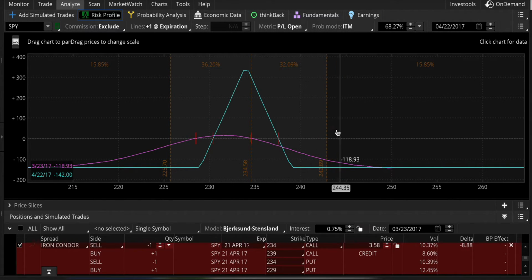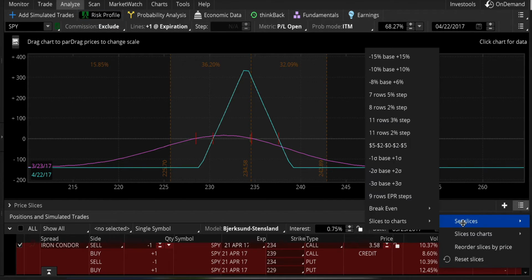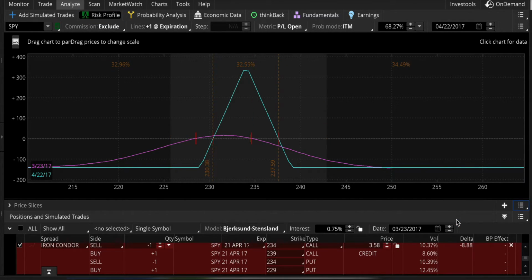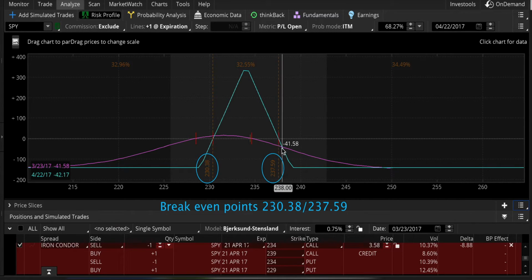So if I want to see exactly what the break-evens of my iron butterfly are, I'll go down here and click on price slices, set slices to break even on 422. Okay, now this is showing me that the probability of this iron butterfly being successful is in between these two orange lines, or 32.55%.